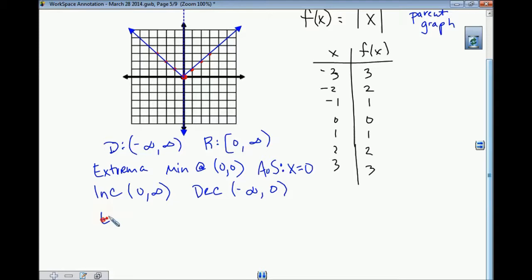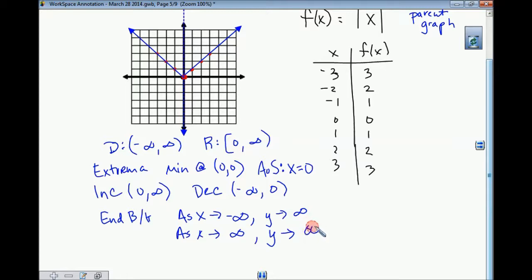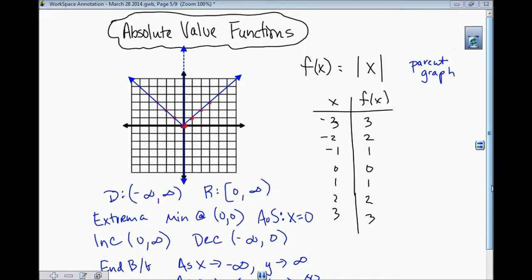And we can talk about the end behavior of this function. As x approaches negative infinity, what does the function do? y goes to positive infinity. And as x approaches positive infinity, y goes to positive infinity. And the only other things we talked about were the x-intercepts and the y-intercepts. Does this one have any x-intercepts? Yes, at (0, 0). Any y-intercepts? At (0, 0). Yes. Any questions about that?